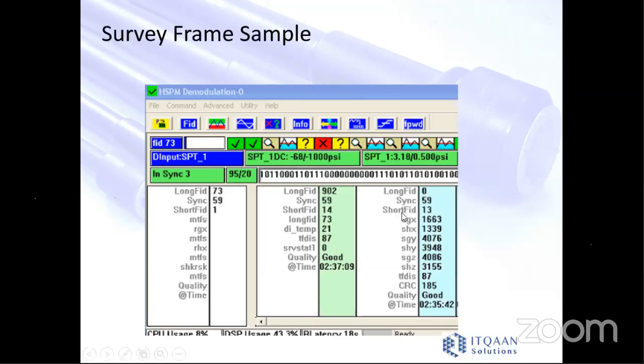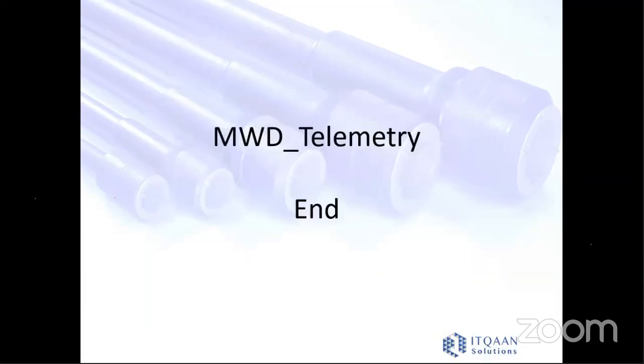So once we receive this frame, the software will tell us, at this point, the depth, for example, which we get from the depth sensor, and we get inclination and azimuth. So the software can calculate the rest of the well coordinates depending on these survey measurements. Okay, as we just mentioned, this is our survey frame. It's the end of MWD telemetry.